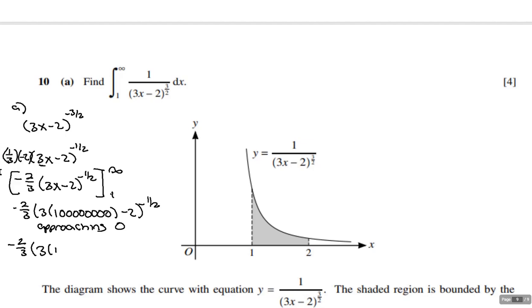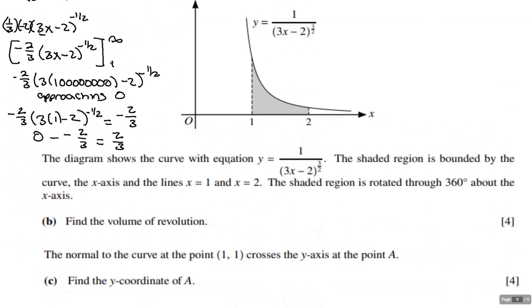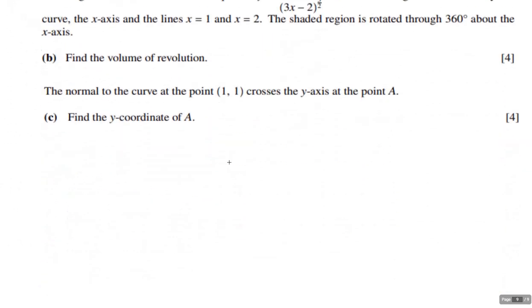Now, then we'll do the same thing for the 1, and then we'll subtract them like you would normally. And so when I put in the 1 and -2 and then -1/2, I'm going to end up with a -2/3. So I am going to do 0 minus -2/3, and I'm going to get 2/3 as the answer.